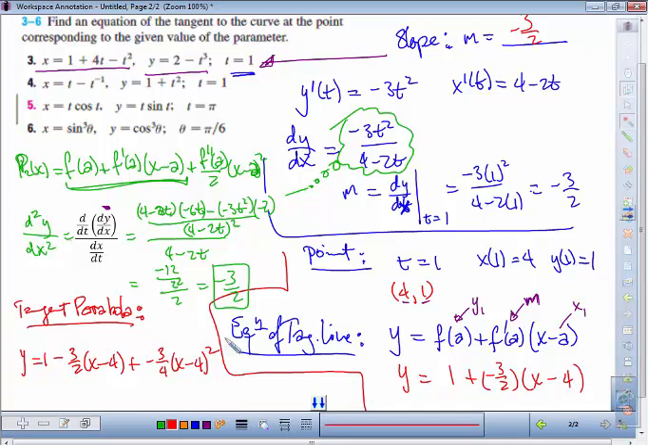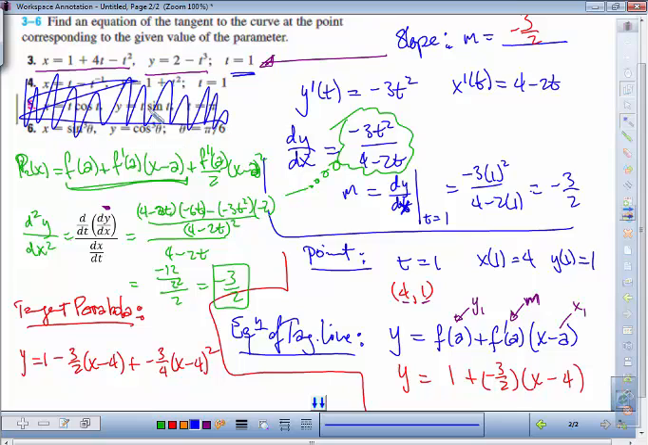Okay. I always like to be able to visualize things, so I have an easy graphing program here. I'm going to graph the parametric equations, and then I'll graph the tangent line to make sure it's tangent. And then I'll graph the tangent parabola to see how it would look. So let's give it a shot.